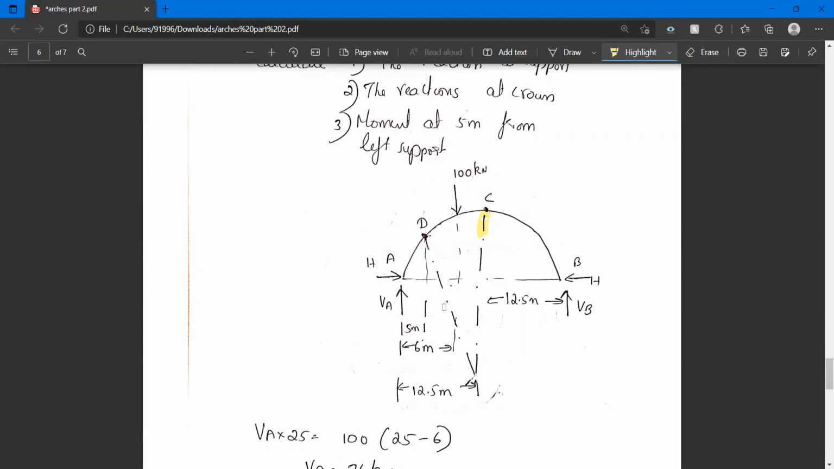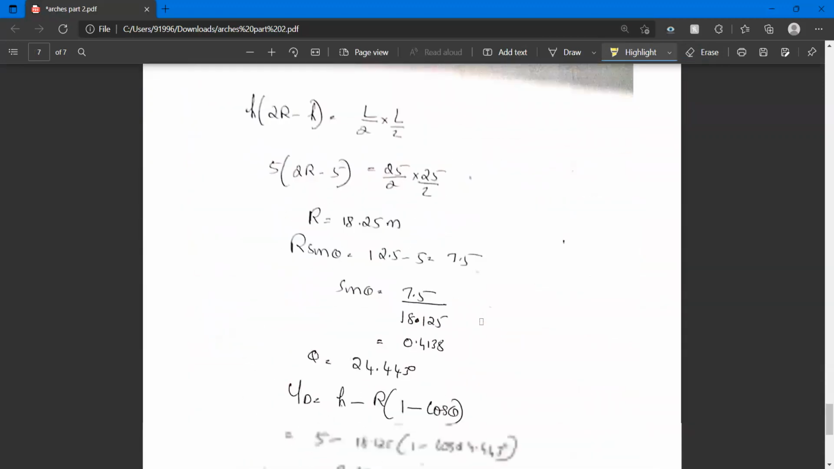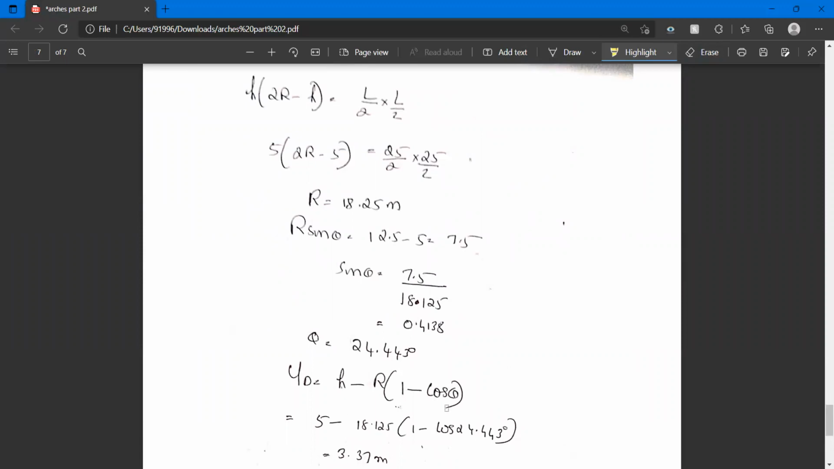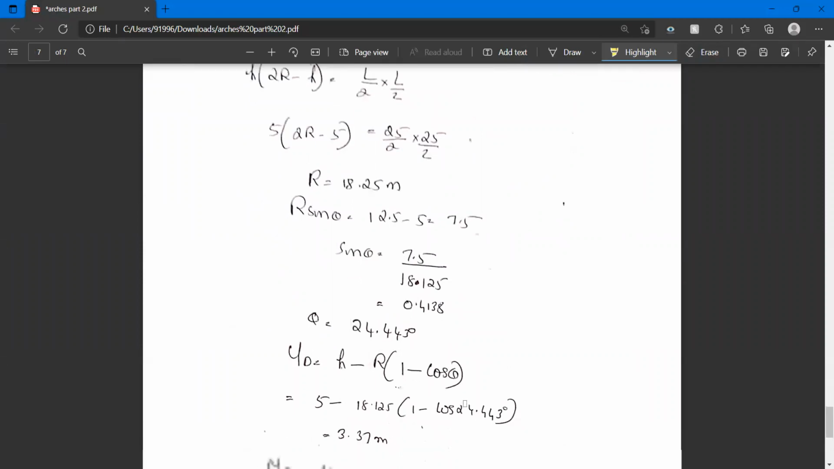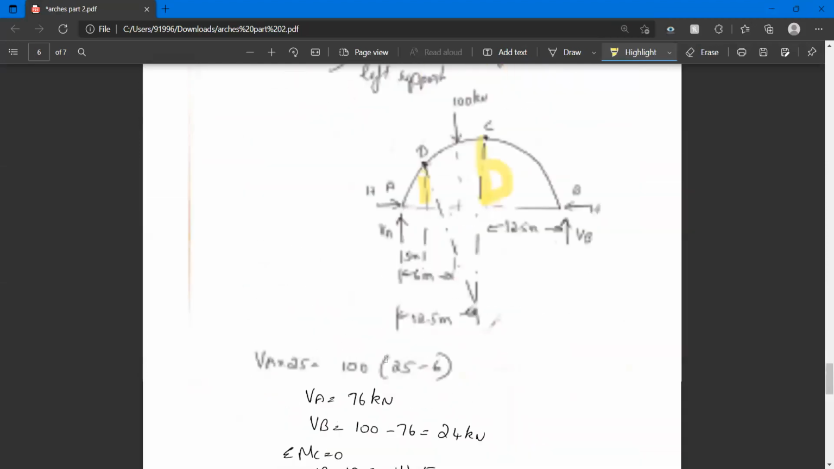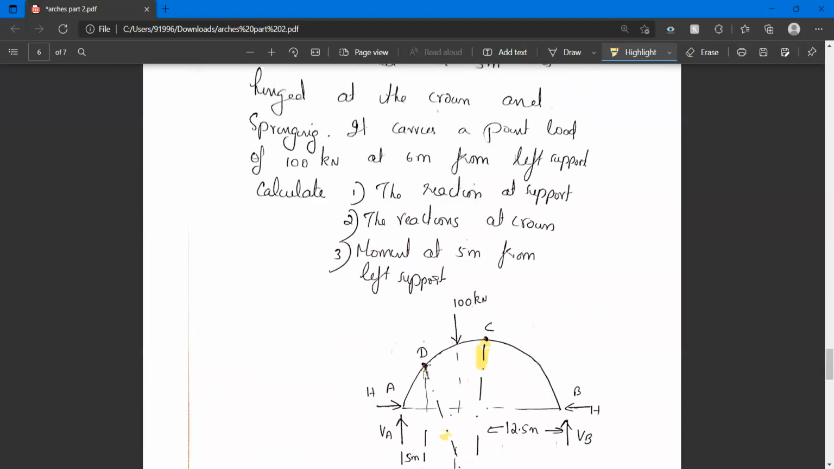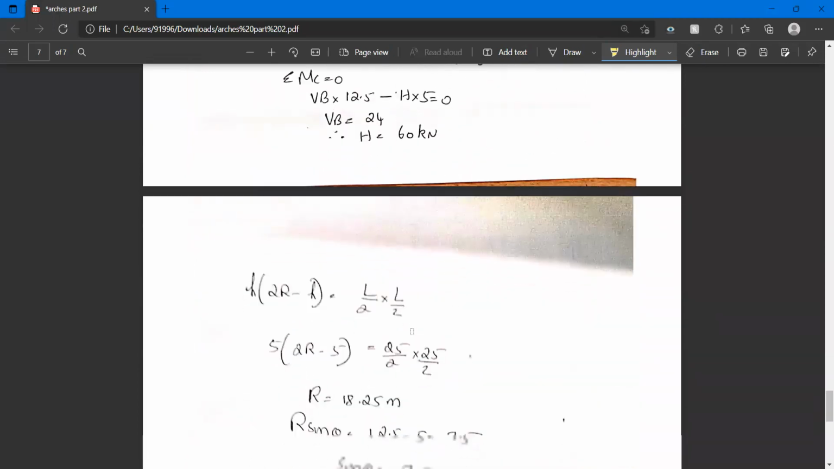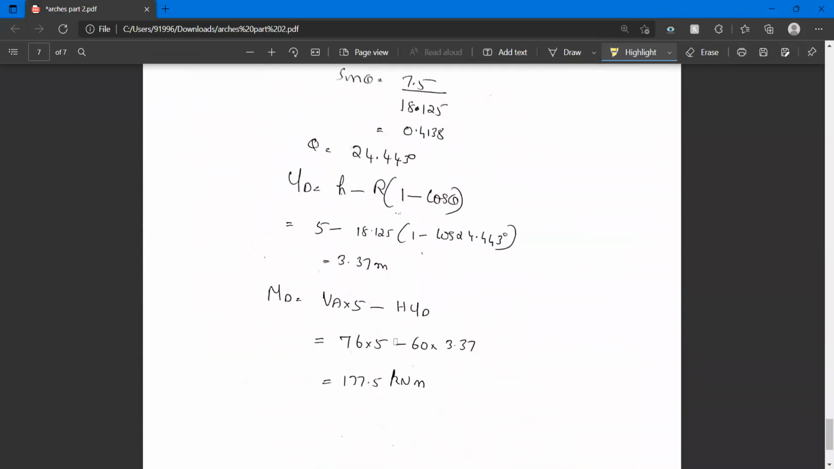Okay, this is R, this is R, this is R, this is theta. So R cos theta, you know. So R minus R cos theta gives you this highlighted distance. Okay, so R minus R cos theta is R into 1 minus cos theta. So YD is equal to H minus R into 1 minus cos theta. Using this, you can find out YD. What is YD? YD is the vertical distance. This is YD. Okay, vertical distance of the arch under D on the elevation of the arch.